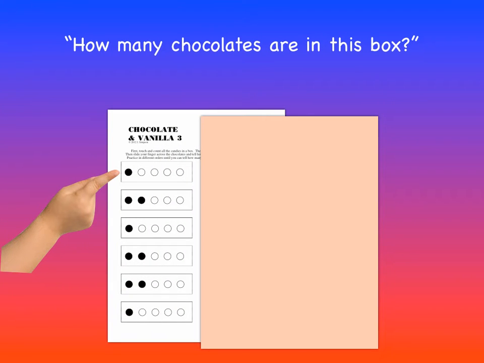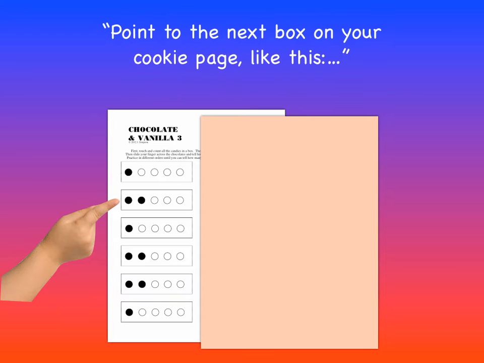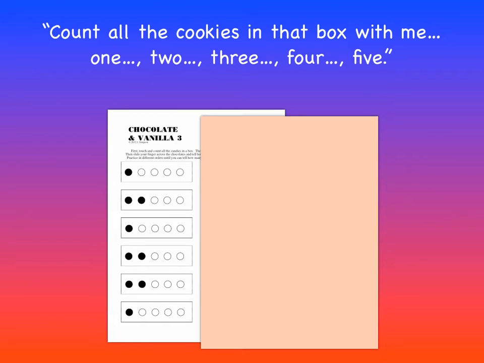How many chocolates are in this box? 1. That's right. Point to the next box on your cookie page like this. Count all the cookies in that box with me. Ready? This is step 1 of the counting process. 1, 2, 3, 4, 5. Good, we counted all the cookies.